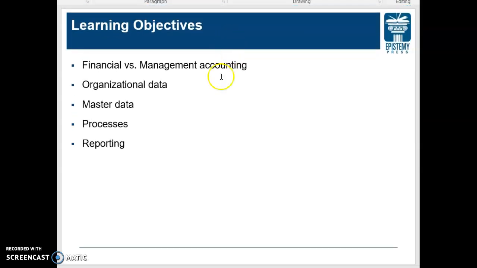So we'll be looking at the difference between financial and management accounting. We'll be looking at the data that needs to be set up in SAP before we start doing these processes. Then we'll be looking at the different accounting processes and the reports we can get out of SAP with regards to accounting.